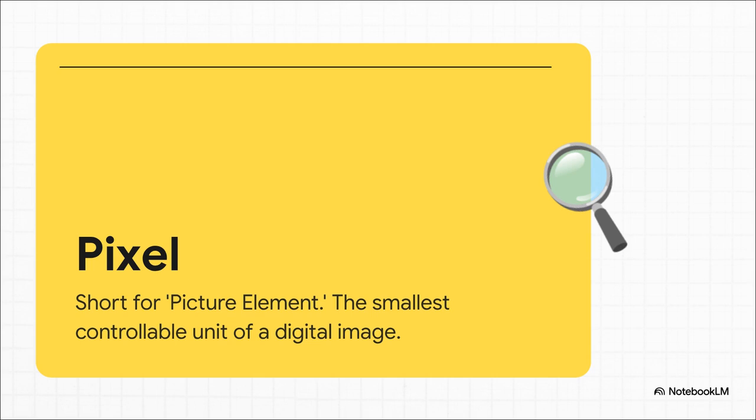Just think of it as the single, indivisible atom of an image. It's a tiny little square that can only be one thing. One solid color. That's it. But it's the building block for literally everything else.